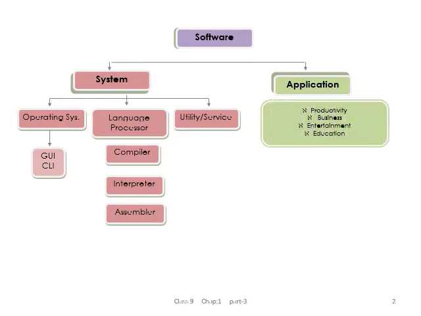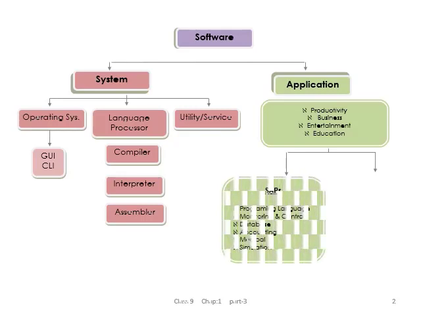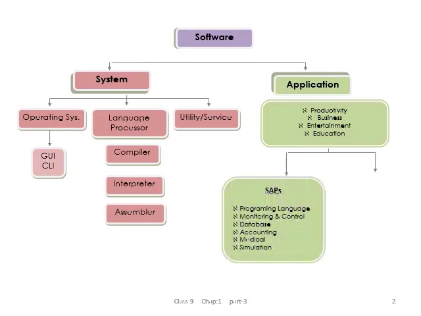Application software. We can categorize them into productivity, business, entertainment, and education. Further, I have categorized them into two categories. The one is generalized application software, and the second is specialized application software. Specialized application software means those which are used by the professionals.